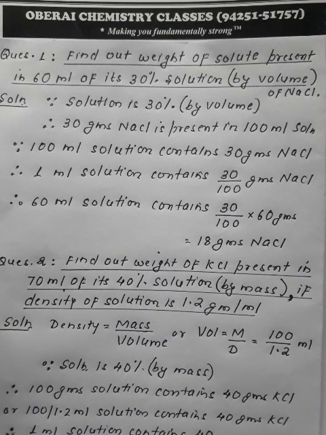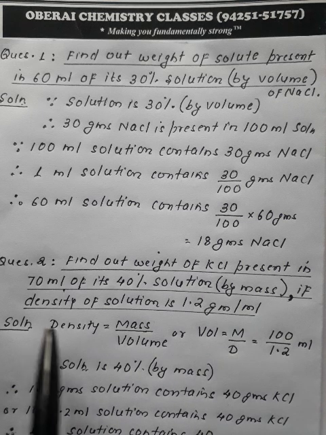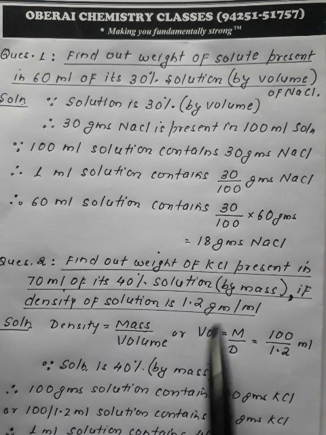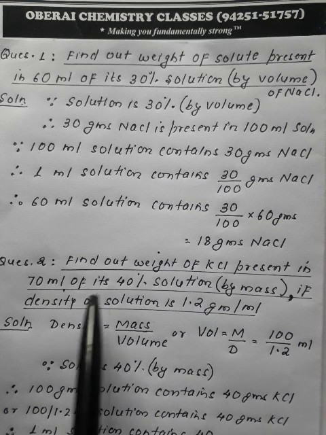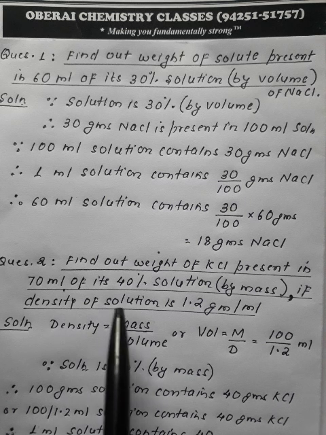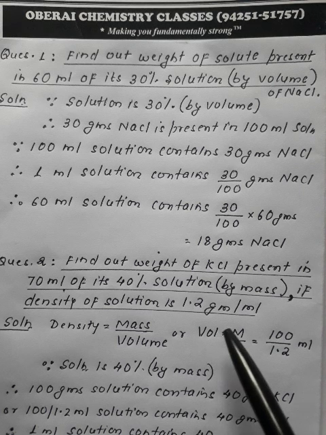Now if I discuss one more numerical, the question goes: find out the weight of KCl present in 70 ml of its 40% solution by mass, if the density of the solution is 1.2 grams per ml.